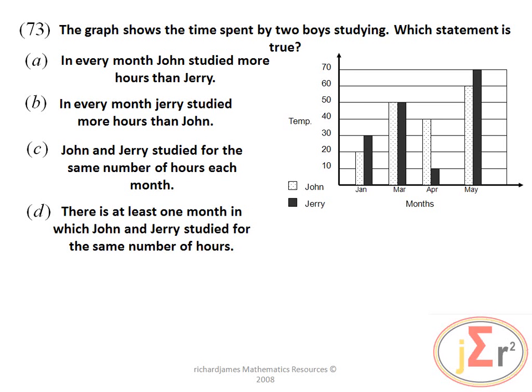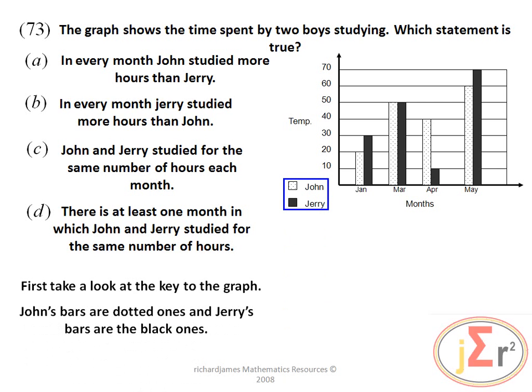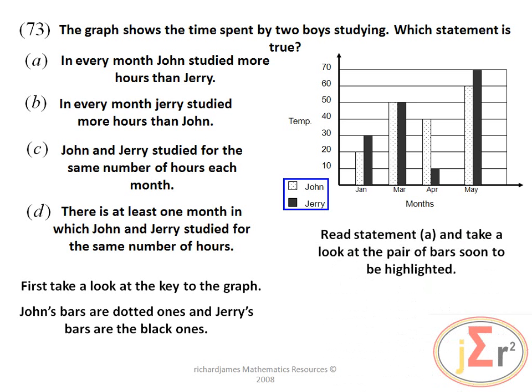The graph shows the time spent by 2 boys studying. Which statement is true? We have all the statements there. First, take a look at the key to the graph. There we have it. John's bars are dotted and Jerry's are the black ones. Read statement A and take a look at the pair of bars soon to be highlighted.